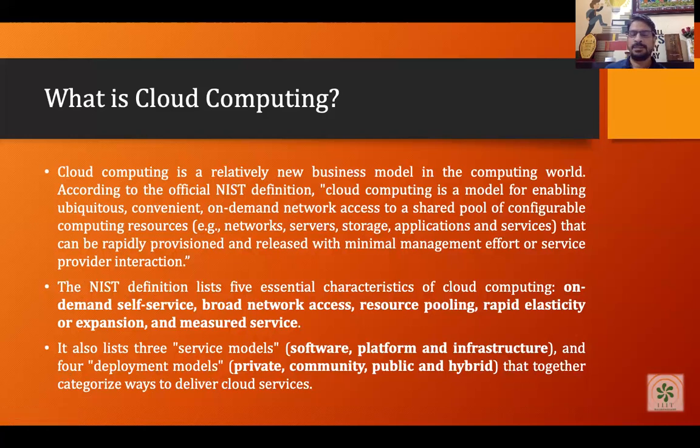Means based on which particular model I want to make for my firm, or for my company usage, I can make a private cloud, I can make a community cloud, I can make a public cloud, as well as I can make a hybrid cloud. So there are four types of deployment models related to the cloud that together categorize the way of delivering cloud service. Now these are different models, these are different services, and these are different essential characteristics of cloud computing.